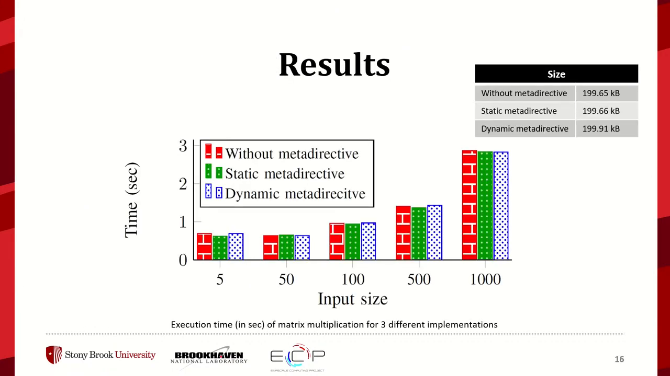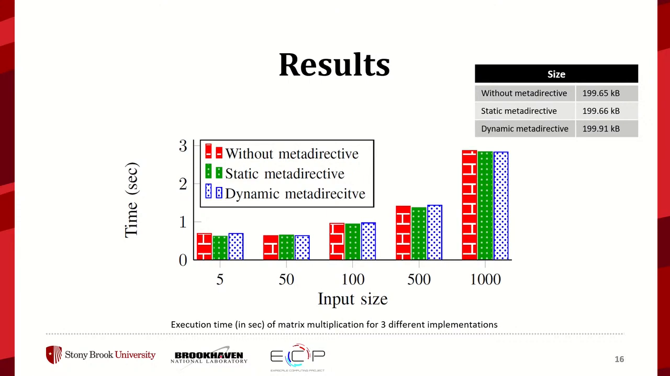We compiled the three codes as shown in our example for matrix multiplication on the Summit cluster to be executed using one NVIDIA V100 GPU. The size of the executables without metadirective was 199.65 KB. With static metadirective was 199.66 KB. And with dynamic metadirective was 199.91 KB. We can observe that the overhead on the size of the dynamic metadirective is quite minimal. When we ran these executables for varying input sizes, we found there was none to minimal overhead added due to the use of static or dynamic metadirective, as can be seen in this figure.